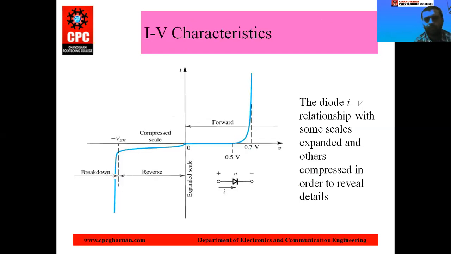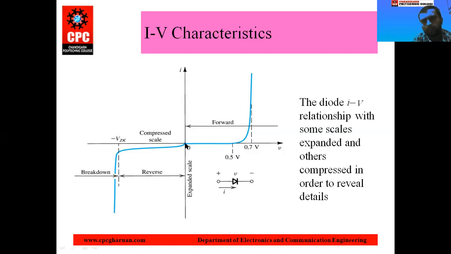Next is the VI characteristic of PN junction diode. As we discussed in previous slides, there are two biases. First is forward bias and second is reverse bias. In forward bias, this is the symbol of your PN junction diode. We already studied that a PN junction diode is connected in forward bias, it cannot be connected in reverse bias.